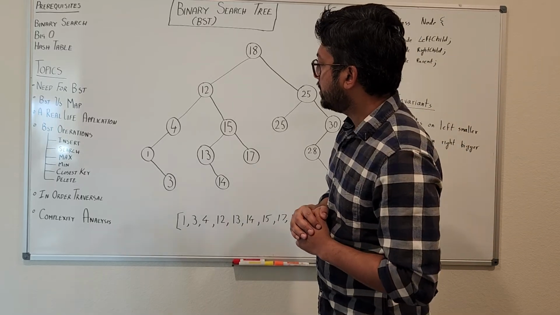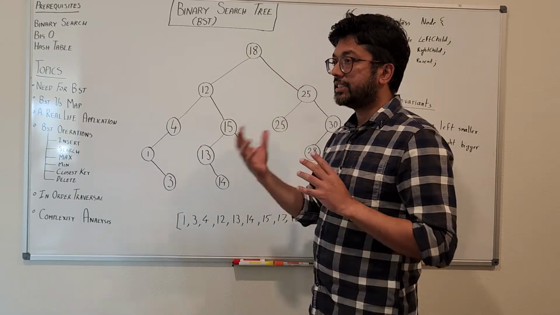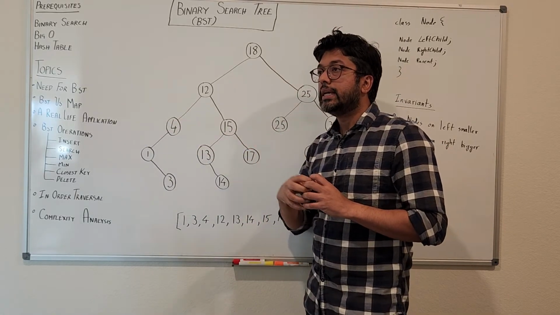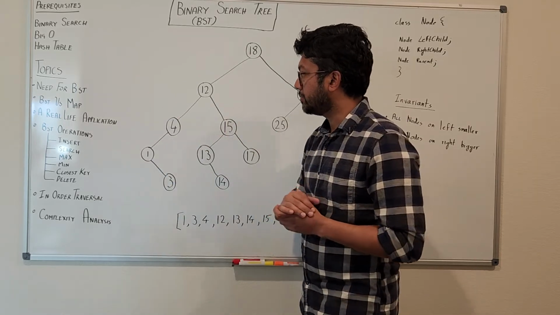A real life application, like I said, is a B tree, which is used to store indexes for a relational database. That is one of the examples.